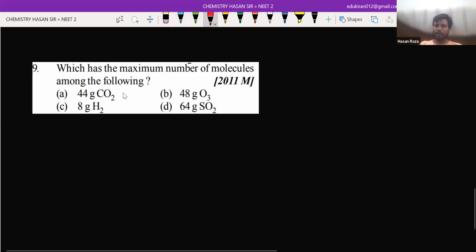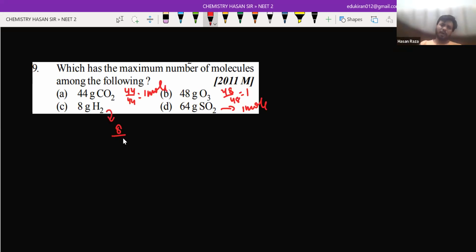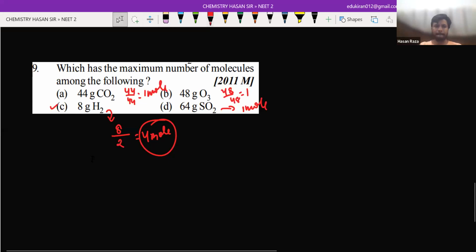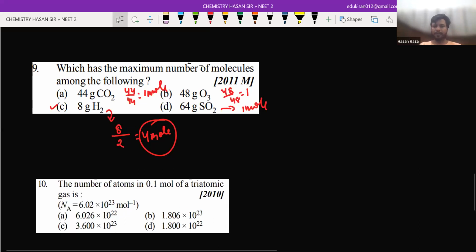If you calculate the number of moles, it will be 44 by 44, so 1 mole. And for this, 48 upon 48, it is also 1 mole. And for this, it is also 1. But for this, if you calculate it by 2, that will be equal to 4 moles. And you know 1 mole is equal to Na, so 4 mole is equal to 4 Na. Except this C, A, B, D will have the same number of molecules. Are you getting my point? Yes, sir. This question is quite good. It has been asked in 2010.